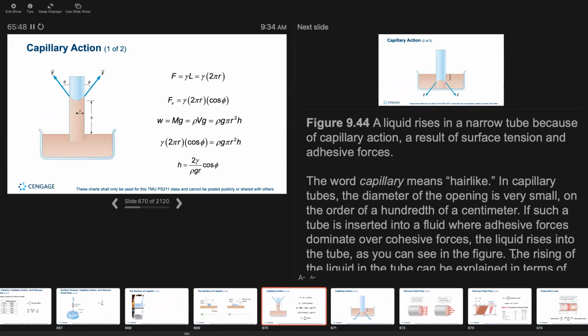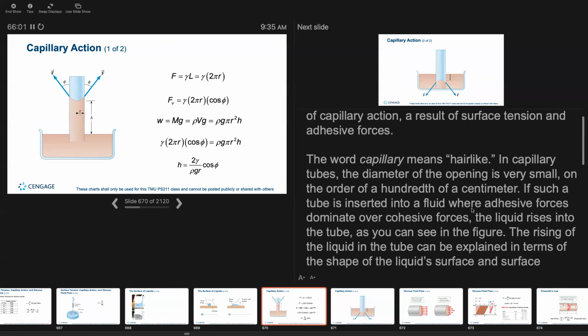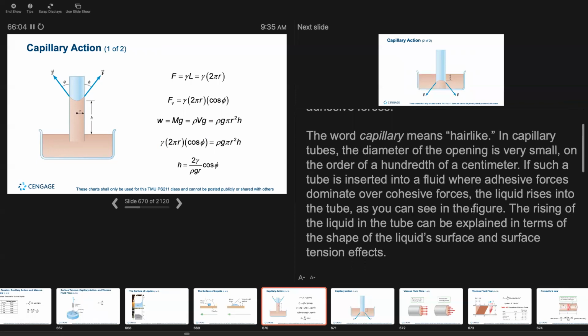So in this figure, we're looking at capillary action. A liquid rising in a narrow tube is a result of surface tension and adhesion. The word capillary means hairlike. In capillary tubes, the diameter of the opening is very small, on the order of 1/100 of a centimeter. When such a tube is inserted into a liquid where the adhesive forces dominate over cohesive forces, the liquid rises into the tube, as you can see in the figure.